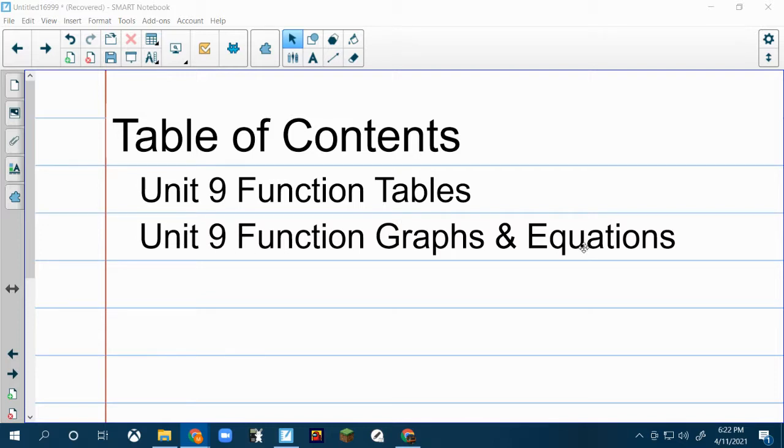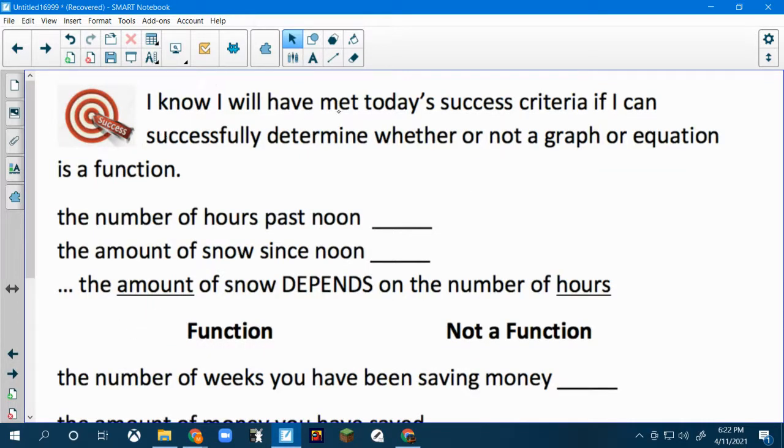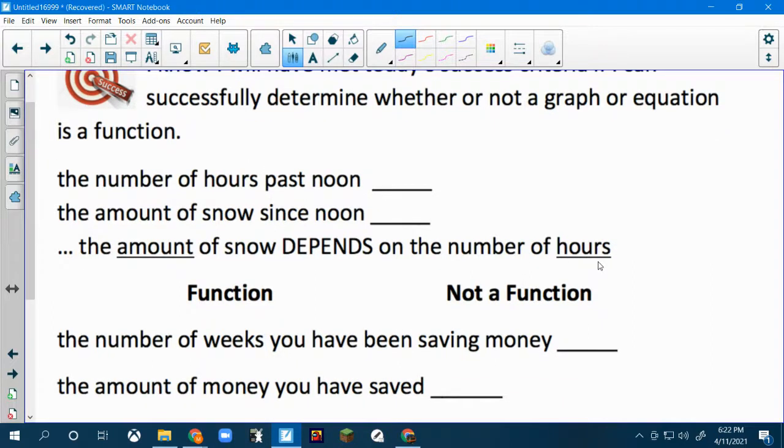We're on Unit 9, Lesson 2, Functions, Graphs, and Equations. Let's get going here. I know I'll be successful today if I can successfully determine whether or not a graph or equation is a function. Let's look at some examples about independent and dependent variables really quick.